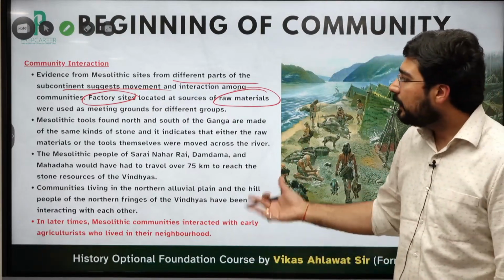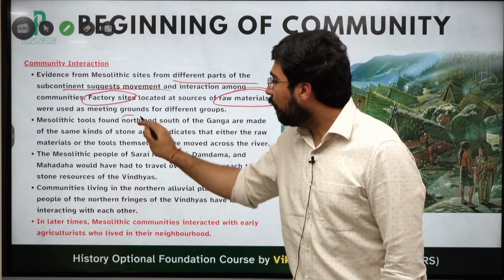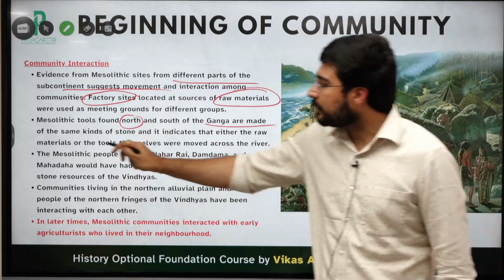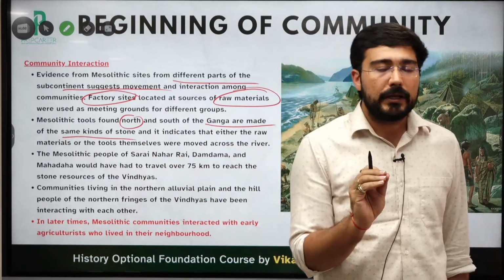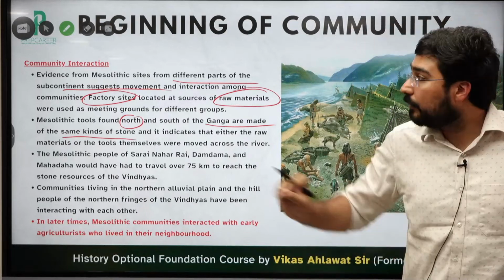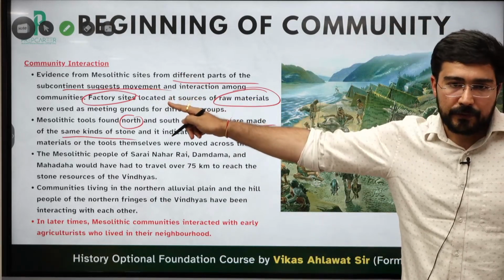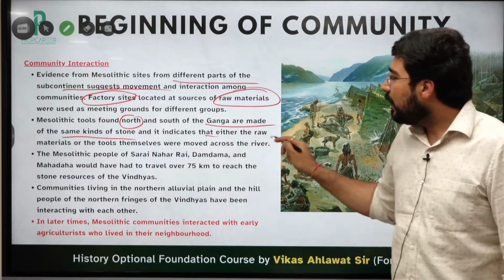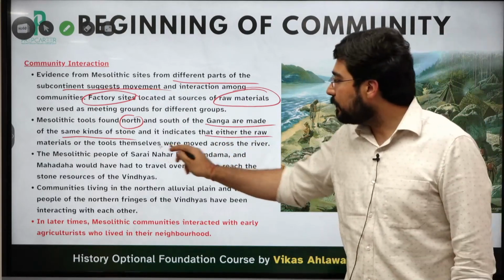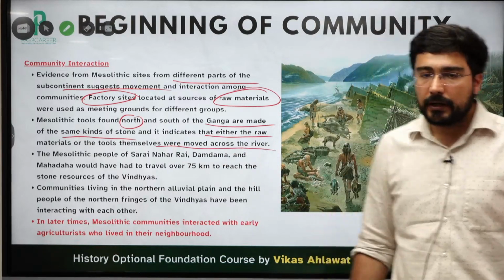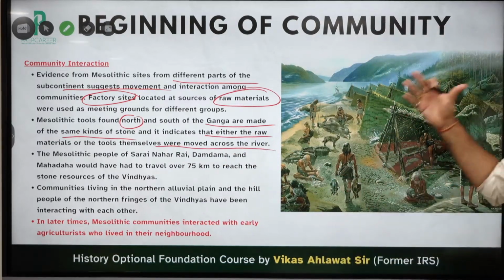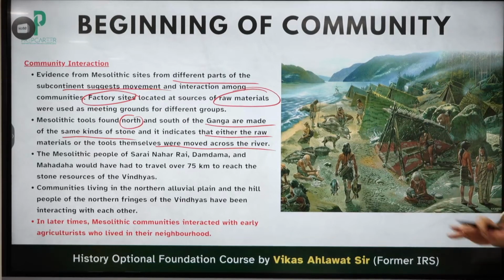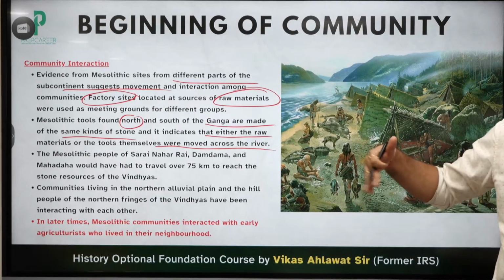ठीक है. Then Mesolithic tools have been found north and south of Ganga are made of same kinds of stone. This is the example which you have to remember for the community interaction. Okay, north and south we found same kind of stone, and it indicates whether either the raw material or the tools themselves were moved across the river. So this is something which you have to remember. तो देखो फोटो ऐसा ही कुछ लगाया हमने, इतना अच्छा तो नहीं होगा, ठीक है? But anyway, this is how the things were changing.